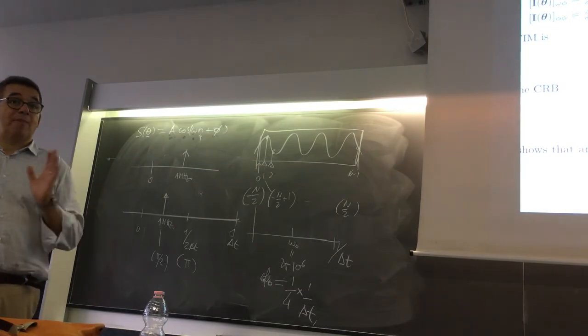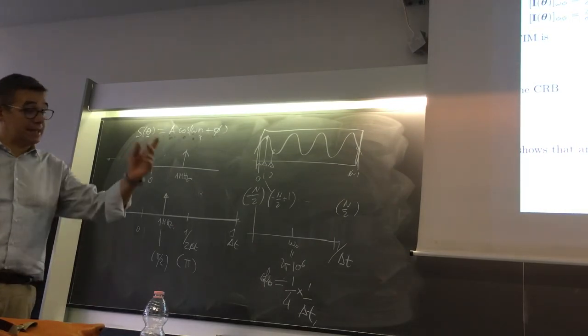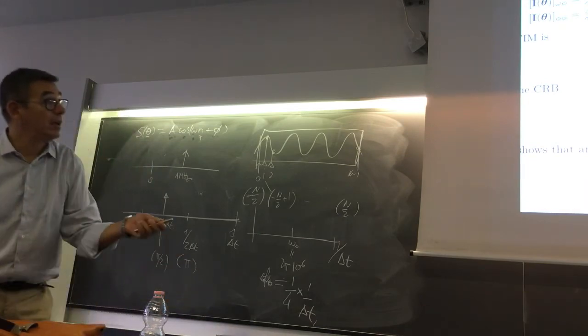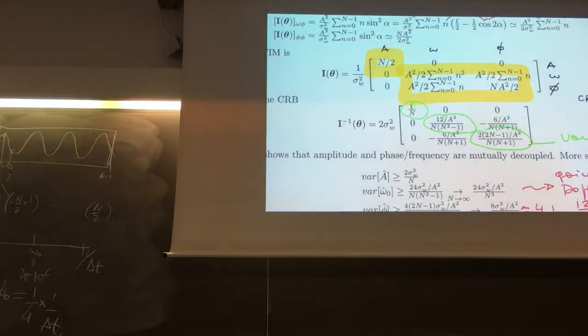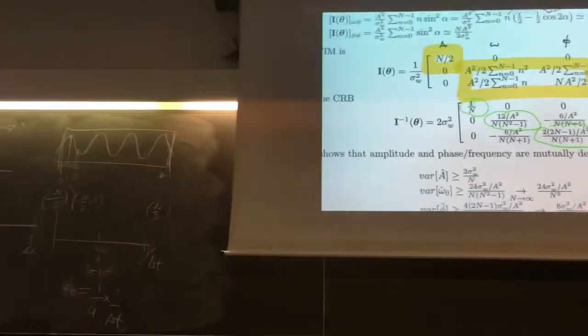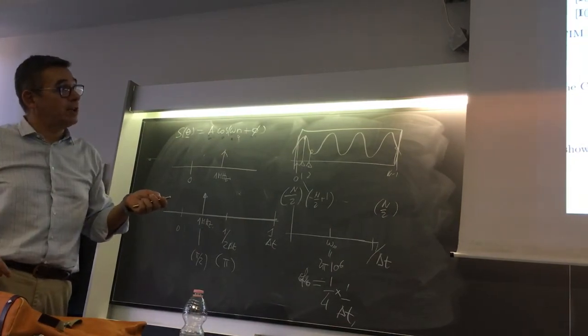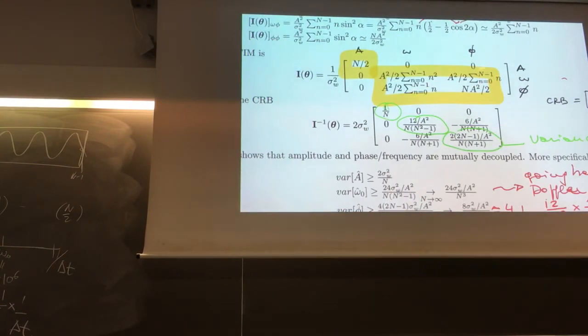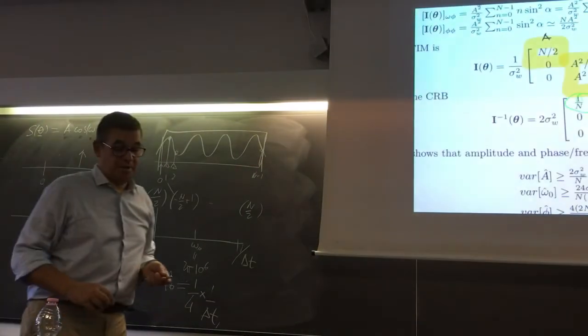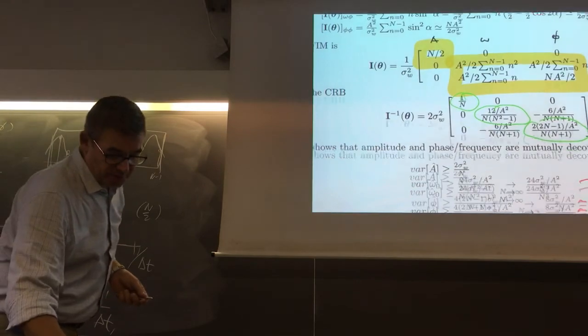So I'm summing from minus n half to n half. And in that sum, the off-diagonal terms, this and that, are 0. And this is exactly what we can do. If I do it this way, this and this are different from 0, and this and this are equal to 0. Then what comes out is that the frequency and phase are decoupled, similarly as for linear regression. So this is what you find here.